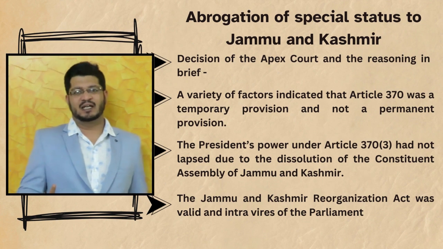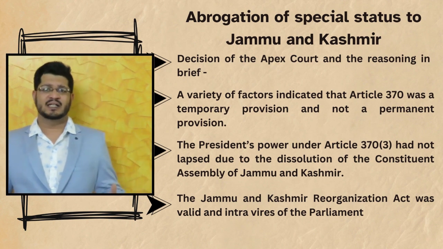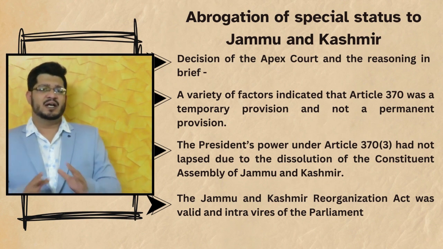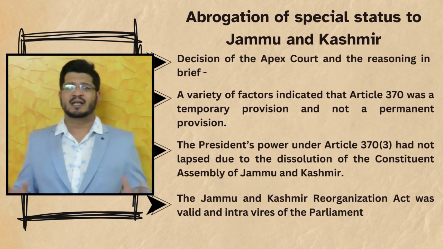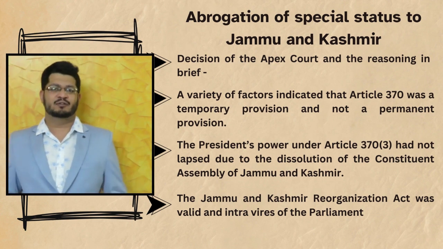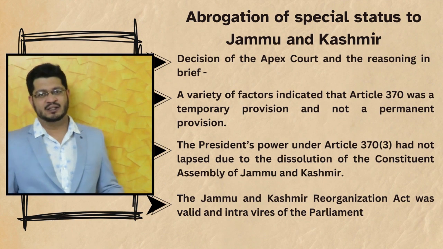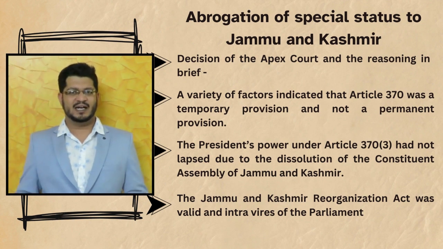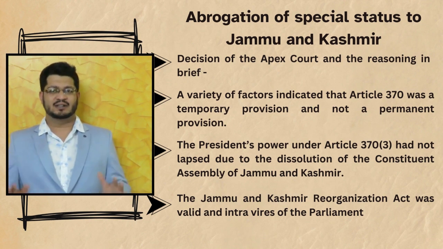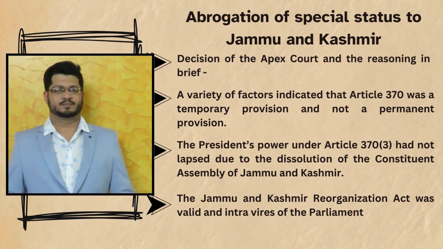Number two, it was held that the power of the President to abrogate Article 370, which was found in Article 370 itself, to be precise in Article 370 subclause 3, had not lapsed or come to an end simply because the Constituent Assembly of Jammu and Kashmir had been revised. As a result, the Jammu and Kashmir Reorganization Act 2019 was intra vires of the Parliament, that is, it was perfectly within the competence of the Parliament to abrogate the special status accorded to Jammu and Kashmir through Article 370.